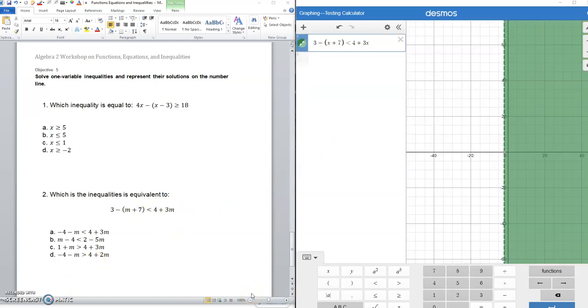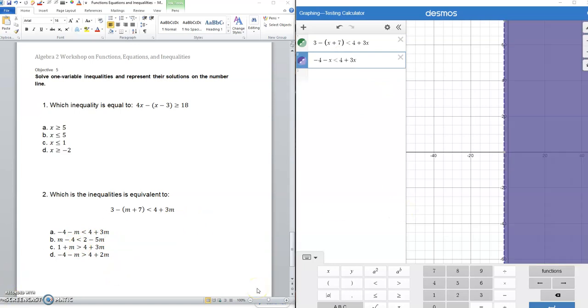All right, let's take a look at what I have plugged. X minus parentheses x plus 7 close parentheses less than 4 plus 3x. Okay, so that's your graph. Go ahead and start plugging all these in. Again, a reminder, your m all changes to an x. Open another window, see which goes on top, and that should be your answer.